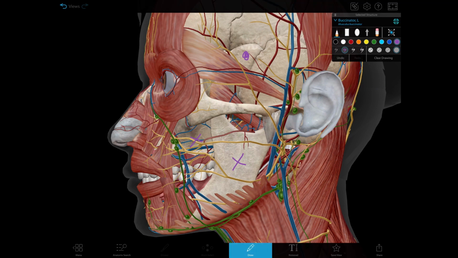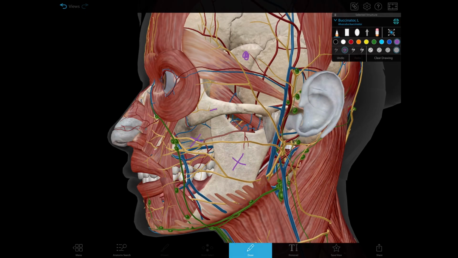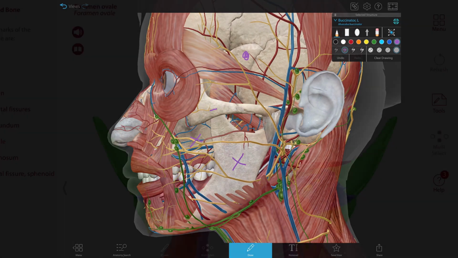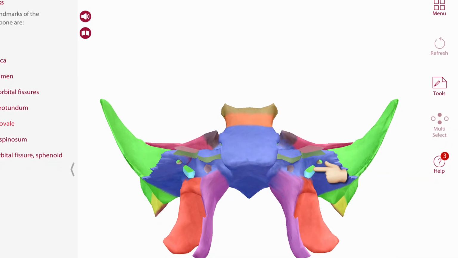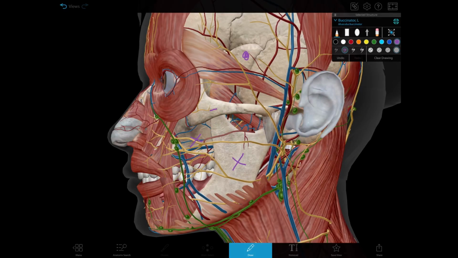The communications are with the temporal fossa via the space between the zygomatic arch and the cranial wall, also with the orbit via the inferior orbital fissure, also with the middle cranial fossa via the foramen ovale and the foramen spinosum, and with the pterygopalatine fossa via the pterygomaxillary fissure.